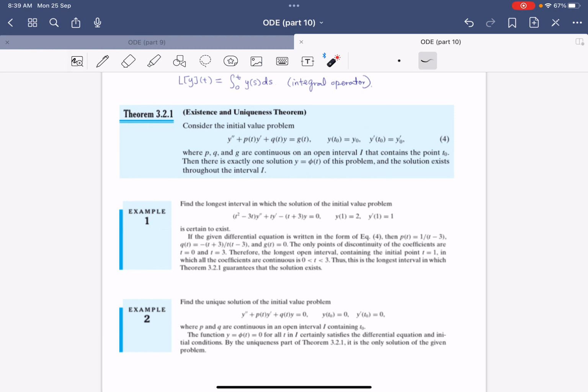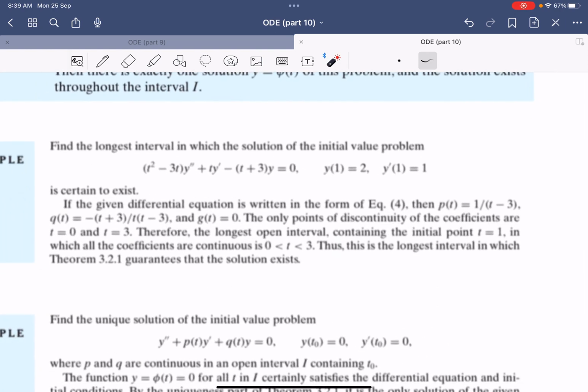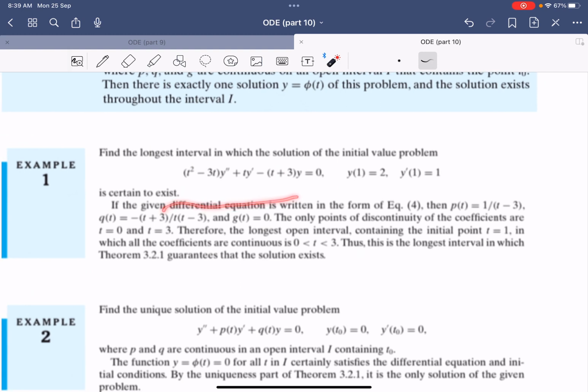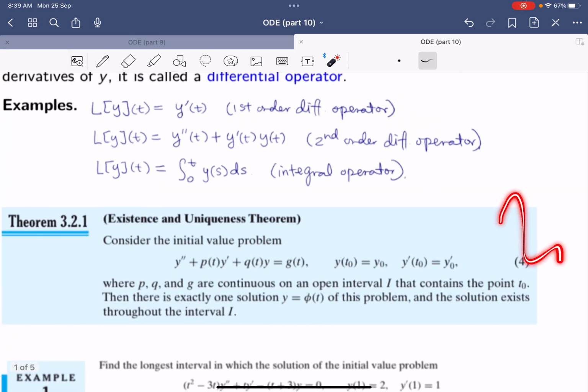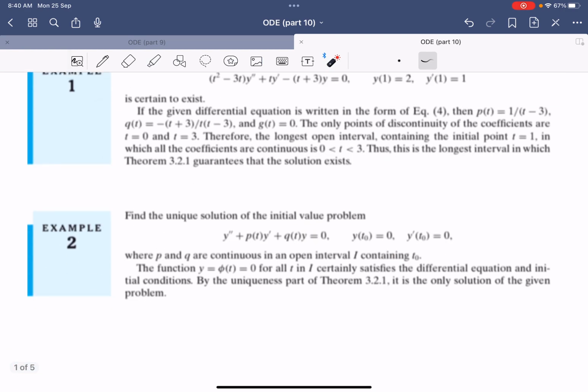So how do I use this? For example, we're supposed to find an interval in which there is a solution to the IVP. Given the differential equation can be written as the following, where p(t) is this, q(t) is the following, and g(t) is 0, then the only points of discontinuity are when t equals 0 and t equals 3. So the longest open interval in which the coefficients remain continuous is 0 to 3. By the theorem above, this guarantees that a solution exists.